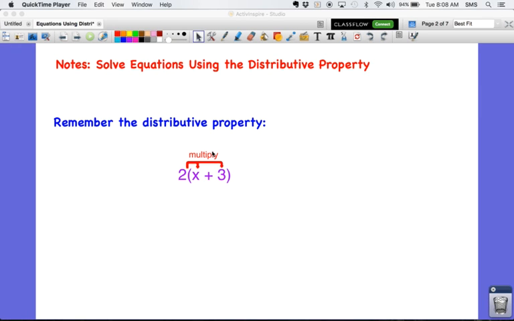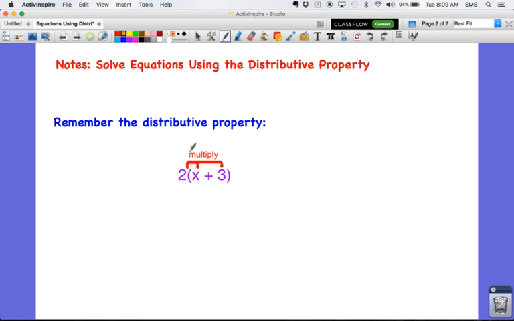Hey everybody, this is G here, and this is a video for solving multi-step equations, or also solving equations using the distributive property. So first thing we're going to do is talk about what the distributive property is, just a quick reminder, and then we'll start doing some examples of multi-step equations that involve the distributive property and combining like terms.